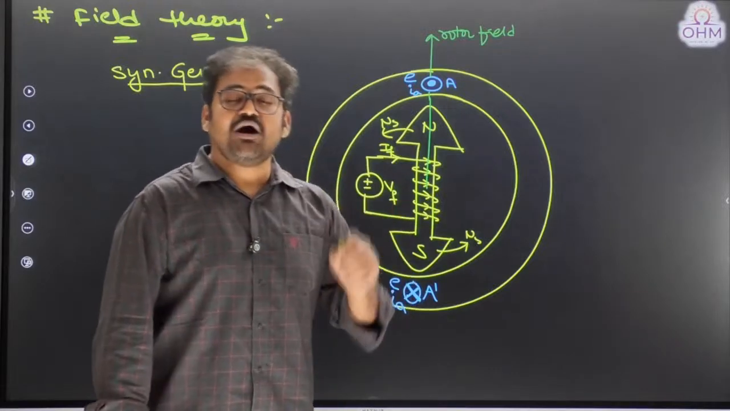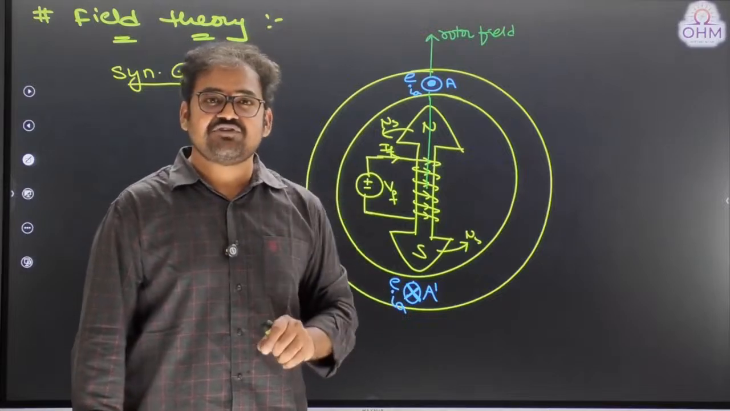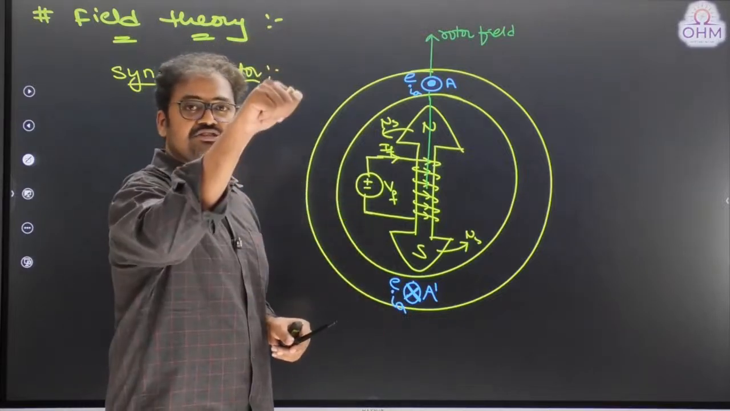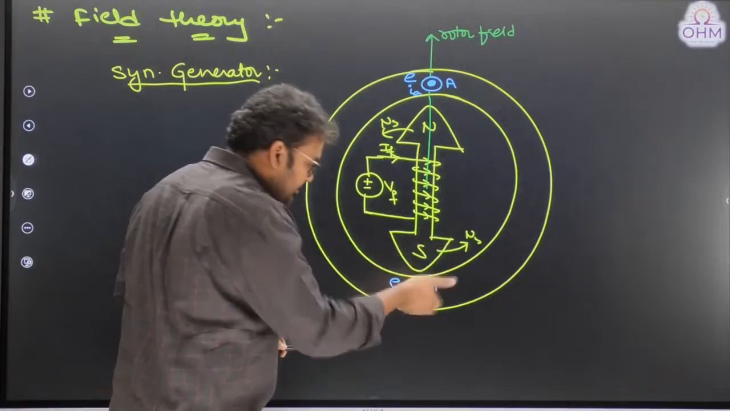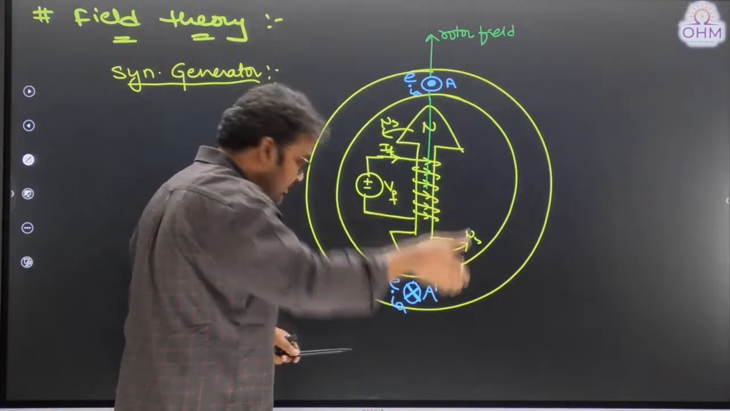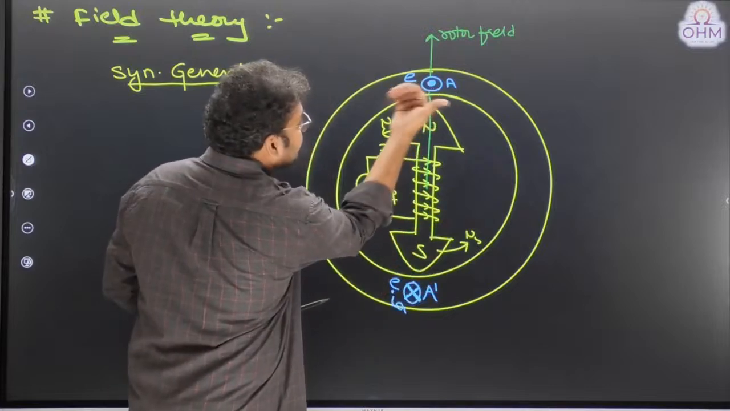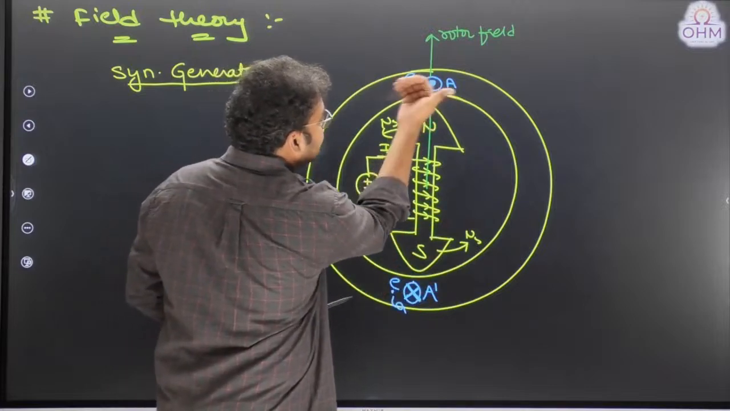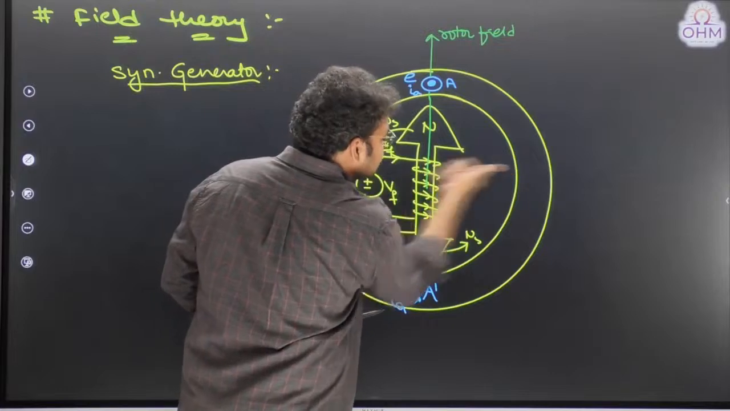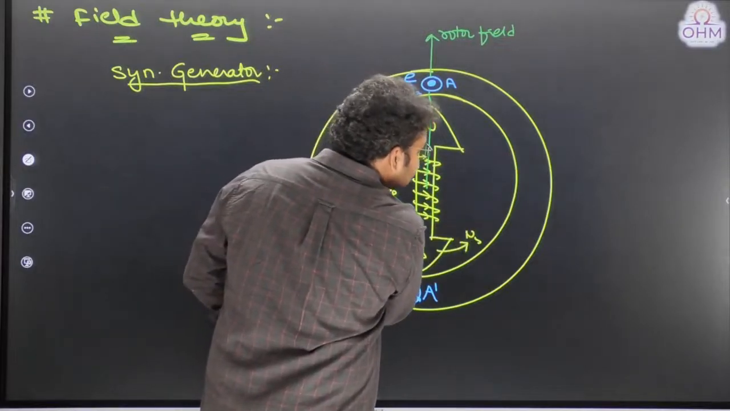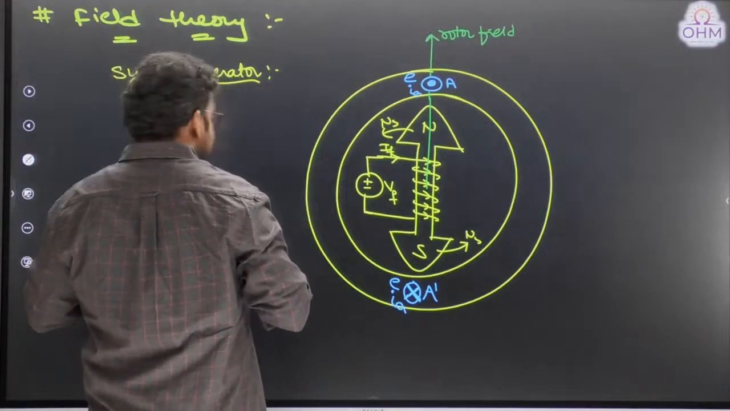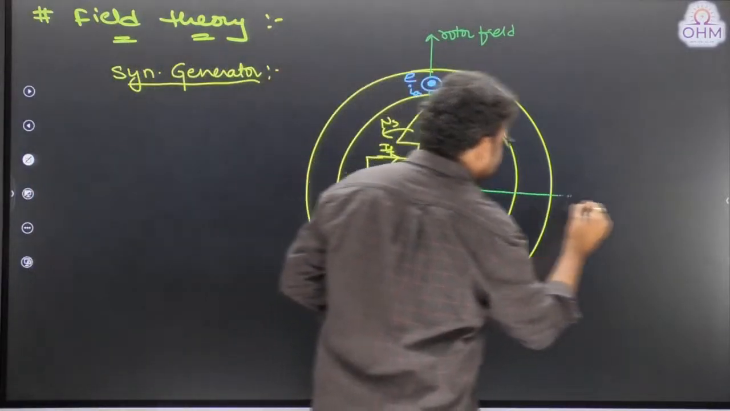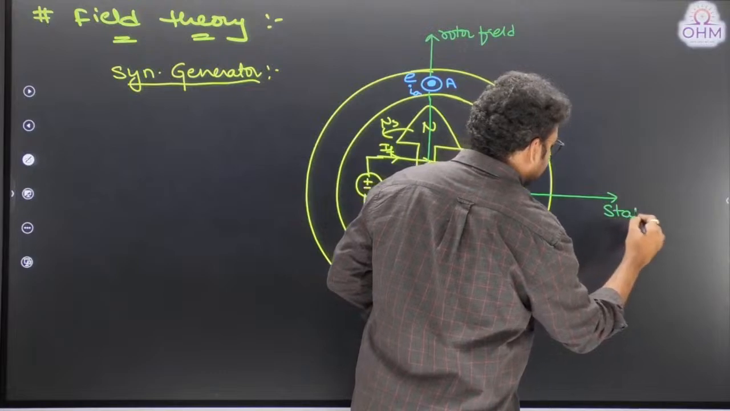Now the question is how to identify the direction of the armature field? Yes, using the right hand thumb rule. You see, this conductor was carrying the current into the plane. See, my four fingers are going into the plane. This conductor was carrying the current out of the plane. So my thumb is representing the direction of the stator magnetic field. Yes, so this is the direction of the stator magnetic field.